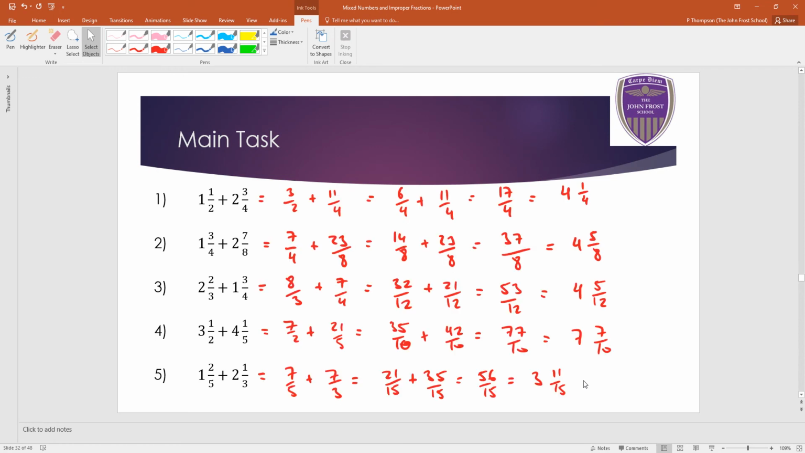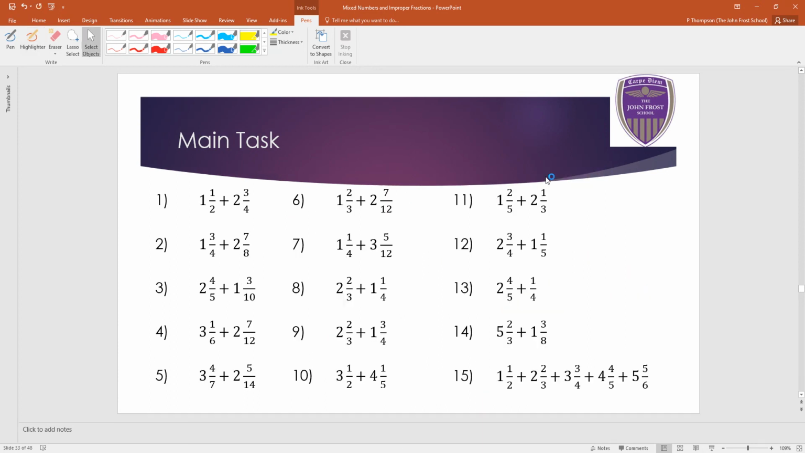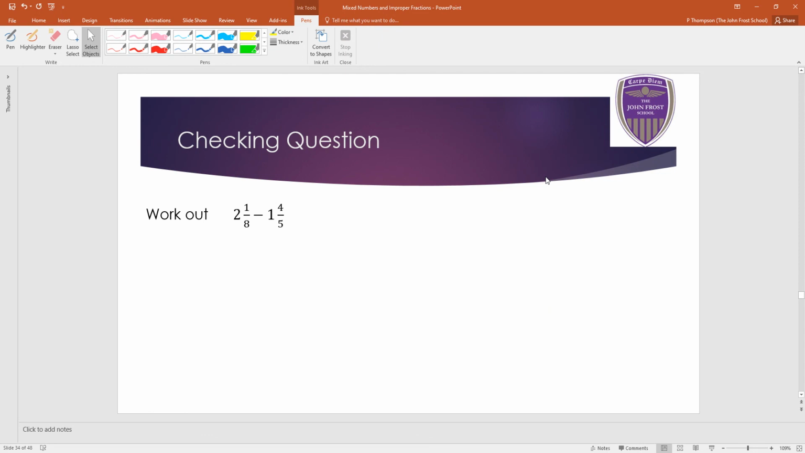Okay, welcome back. Here are the answers. They're all the rightmost ones, so all these here are the answers. I've shown my steps as well: my fractions, my common denominators, my improper fractions, and my mixed numbers. So mark those, and then hopefully you did okay. And then in the checking question, we will take a look at subtraction of mixed numbers.